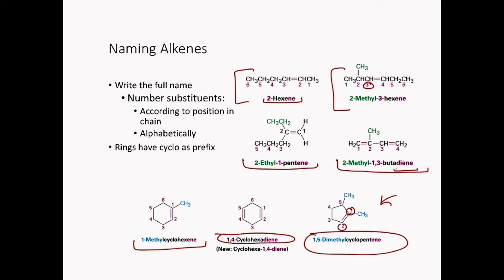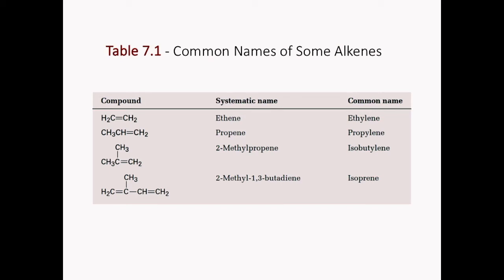And then when you number, you have to number through the double bond. So you can't number this way, you have to number proceeding through the double bond. A lot of these alkenes have common names.